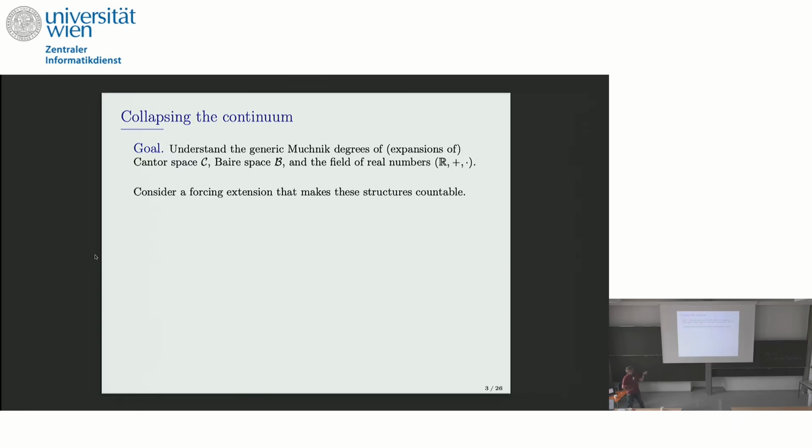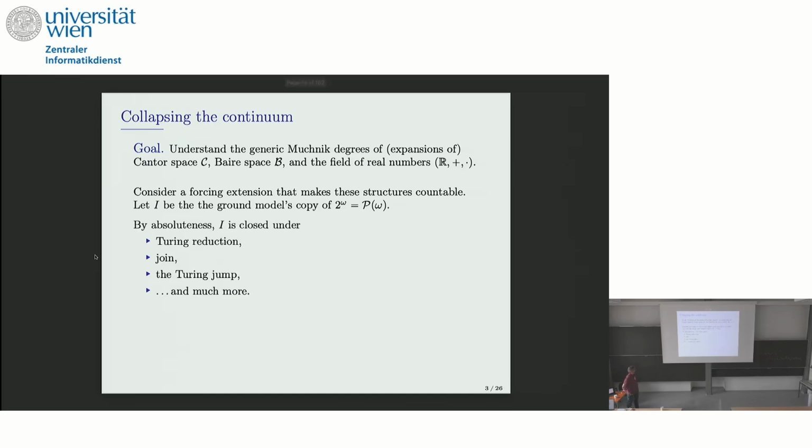Now, consider a forcing extension that collapses the continuum. And let I be the ground model's copy of 2 to the omega, or power set of omega, the sets in the ground model. By absoluteness, it's closed under Turing reduction, join, the Turing jump. Well, I say much more. I mean, definitely more than that. It's a very nice countable ideal in the forcing extension. It's at least a countable jump ideal, and we'll use more than that before we're done.